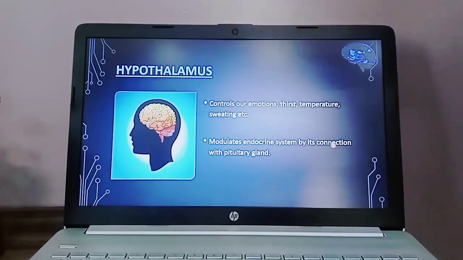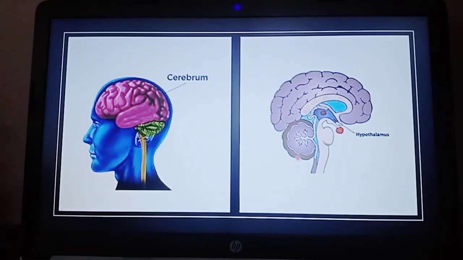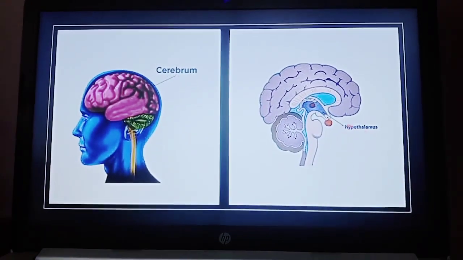Now let me show you diagrammatic sketches of cerebrum and hypothalamus. The pink colored part is the cerebrum, which is the part of the forebrain, and the hypothalamus is colored in dark blue color. So now moving forward, we have hindbrain.